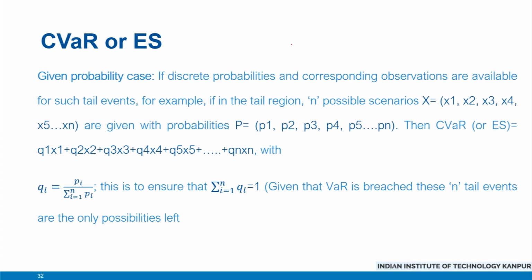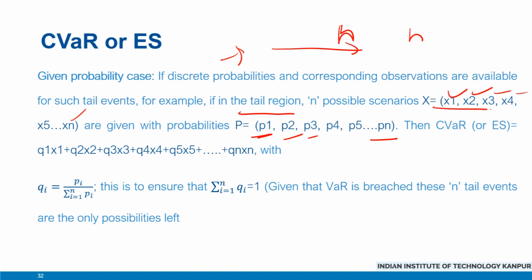Now let's generalize this understanding. Suppose in a given data, you have been given a probability mass function. That means, let's say there are n observations in the tail. In the empirical data, n tail observations are already given to you. And for those n tail observations, the loss observations are x1, x2, x3, x4 up to xn. These are the losses in possible scenarios in the tail region, negative losses, and the corresponding probabilities are p1, p2, p3 up till pn.